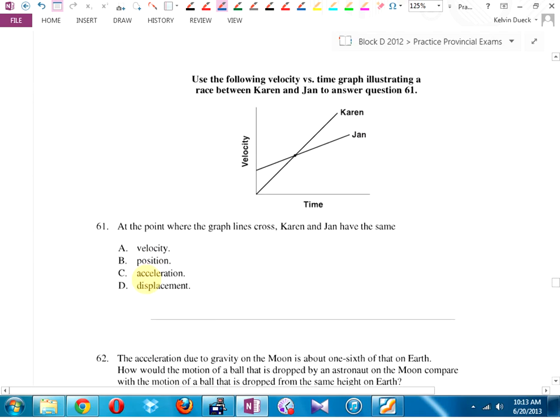So, that leads us to number 61. At the point where the graph lines cross, Karen and Jane have the same... Same what? Do they have the same acceleration? No, because... Oh, what would have the same acceleration? Two lines that were what? Parallel. In Math 10, two systems that never cross. A little Math 10 review for some of you. What's the answer? Yeah, they have the same height, which must be the same velocity.